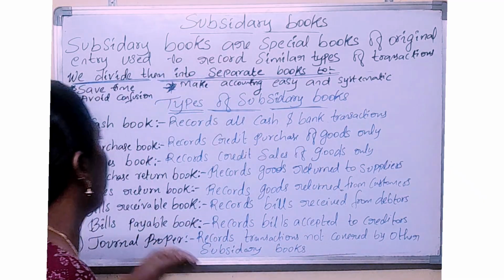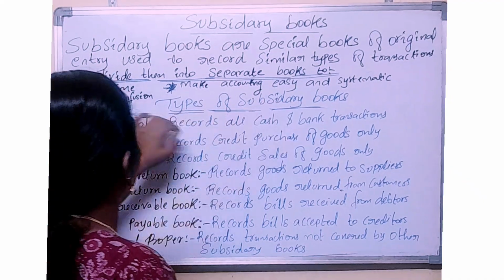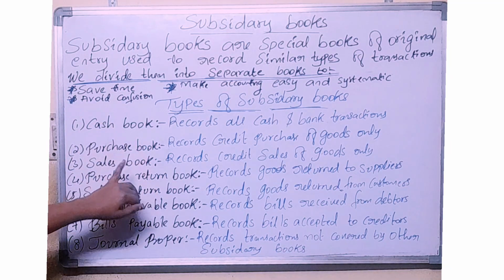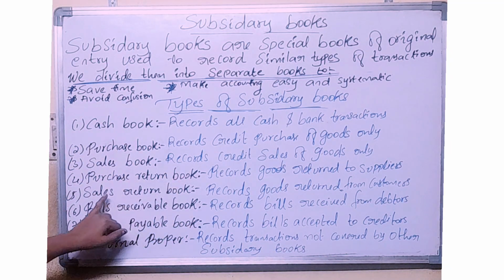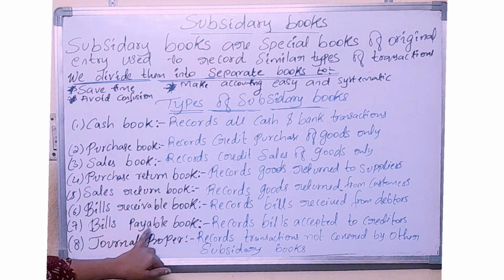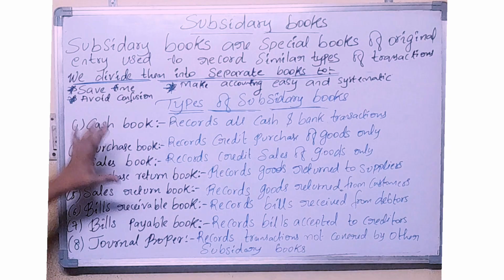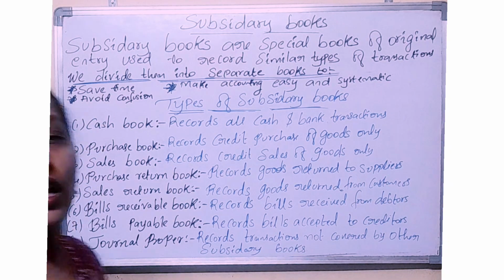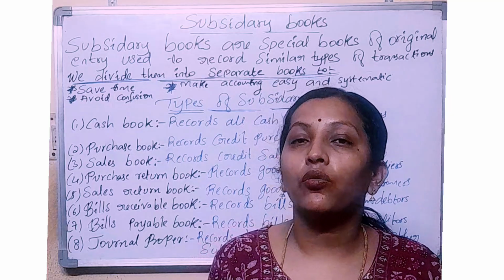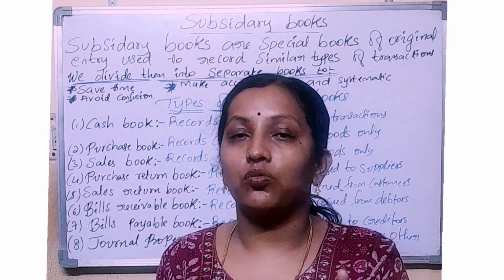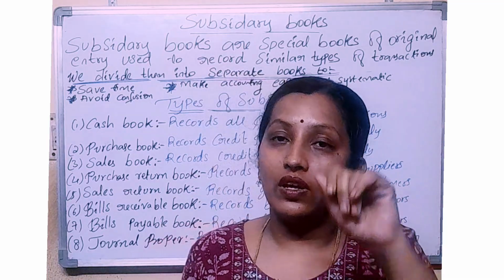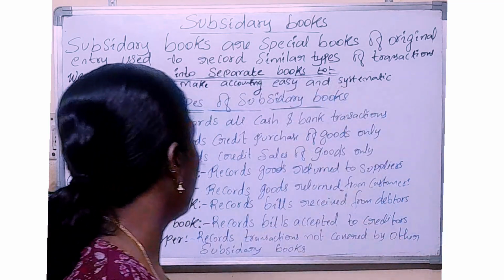What are those types of subsidiary books? Please listen carefully. Cash book, purchase book, sales book, purchase return book, sales return book, bills receivable book, bills payable book, general proper. Total there are 8 types of subsidiary books. The first one is cash book, purchase book, purchase return book, sales return book, and what else?